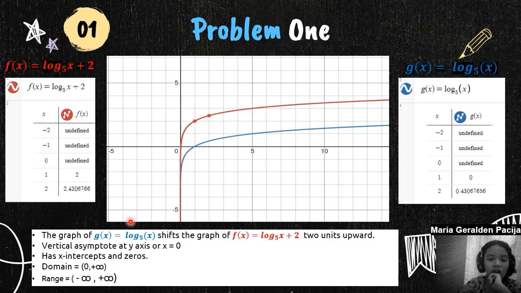Now for our x and y-intercept, we only have our x-intercepts and also our zeros. And now for the domain, in order to find the domain, we just have to find where the function is defined. Okay, so for our domain, we have 0 and positive infinity. And as for our range, it is a constant negative infinity and positive infinity.